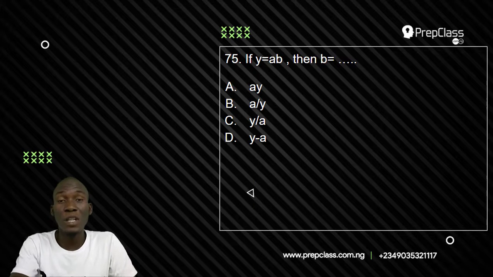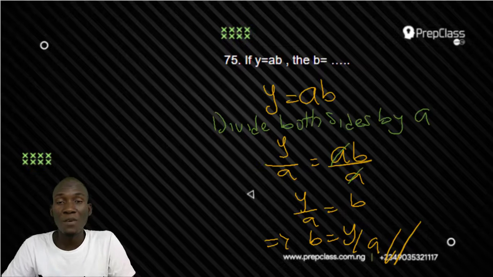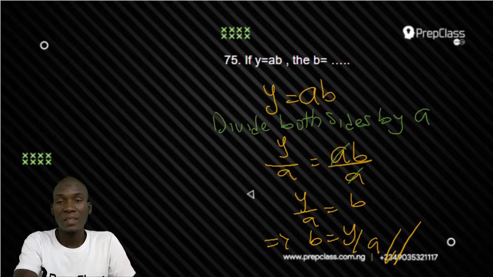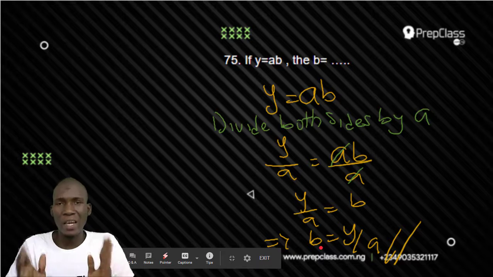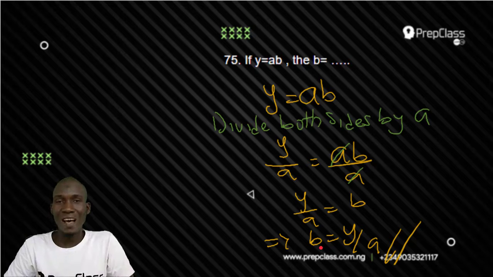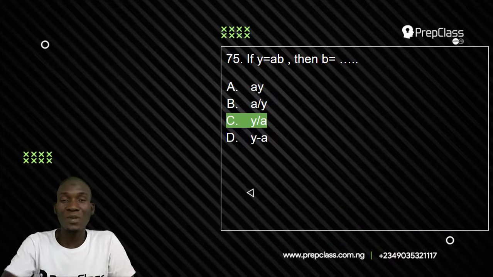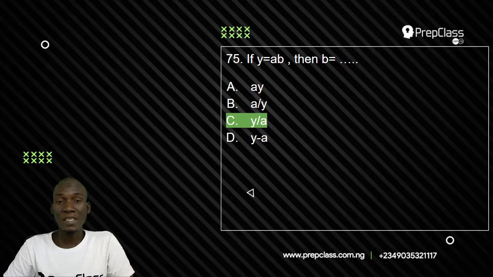We solve as if we are looking for the value of b. So we have y equals ab. Now to get b, we must divide both sides by the coefficient of b here, which is a. So divide both sides by a. So we have y over a equals ab divided by a. A cancels a, we have b here. So therefore y over a equals b. This implies that b equals y over a. And that is the correct answer. So it means the correct option is C. Option C, y over a.